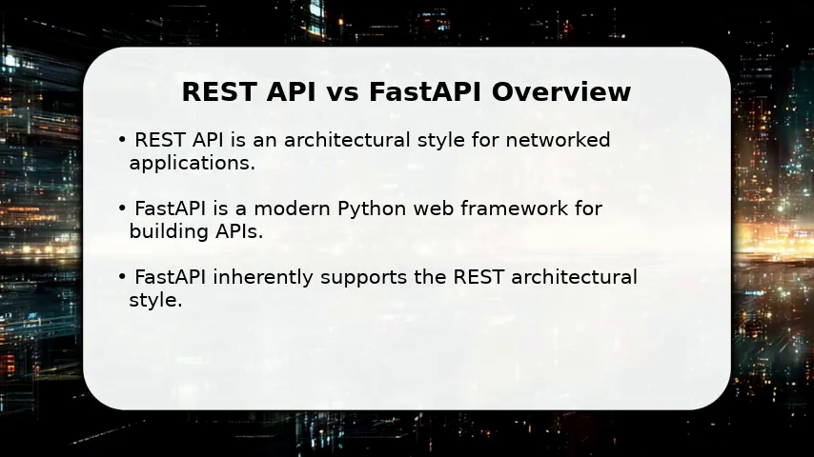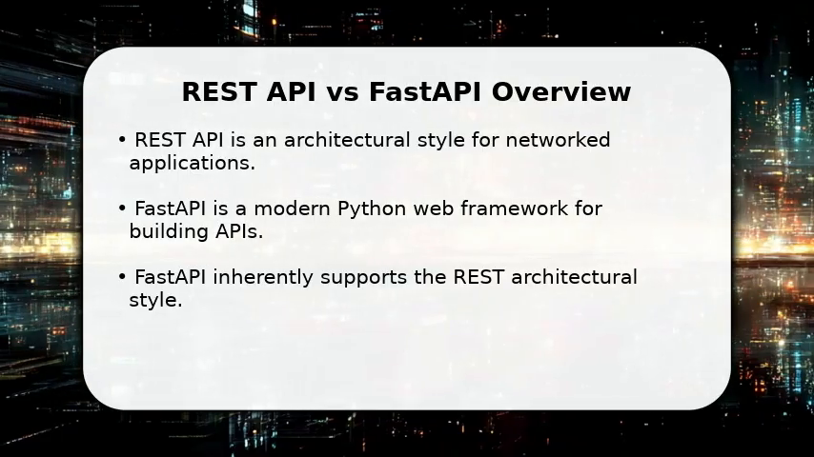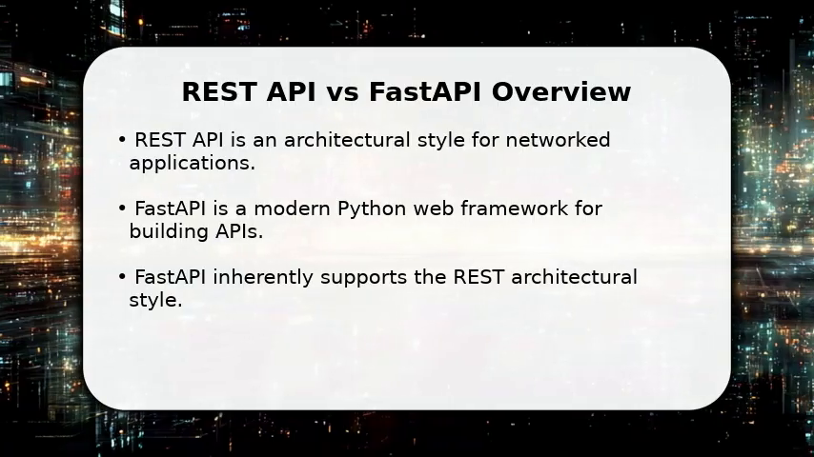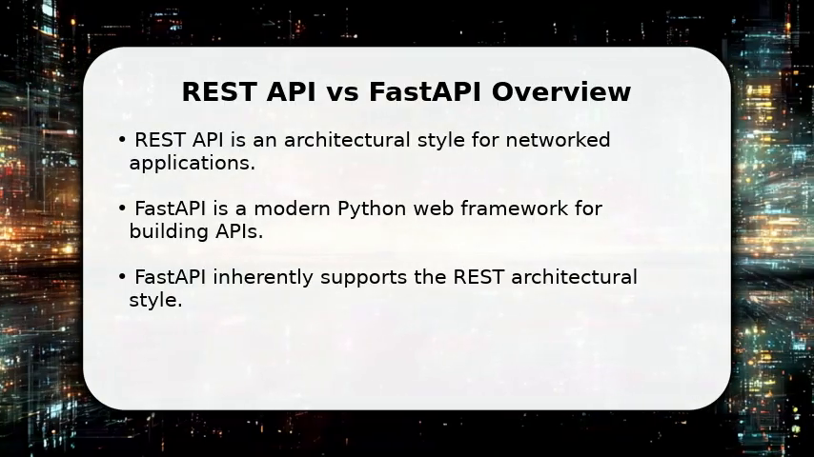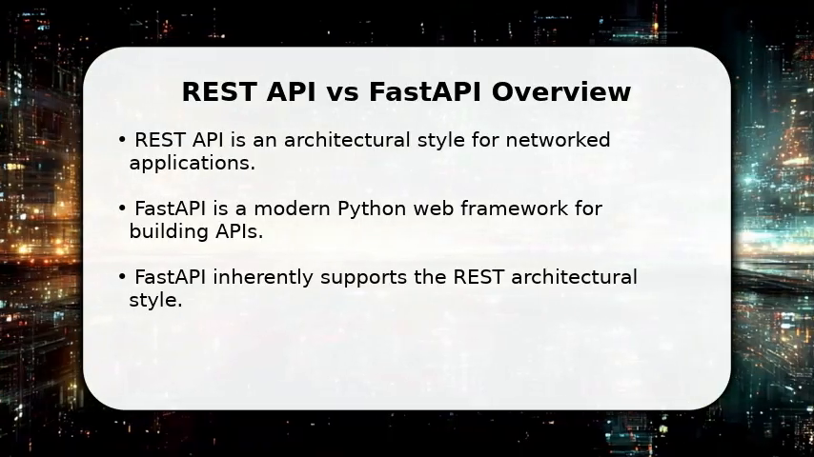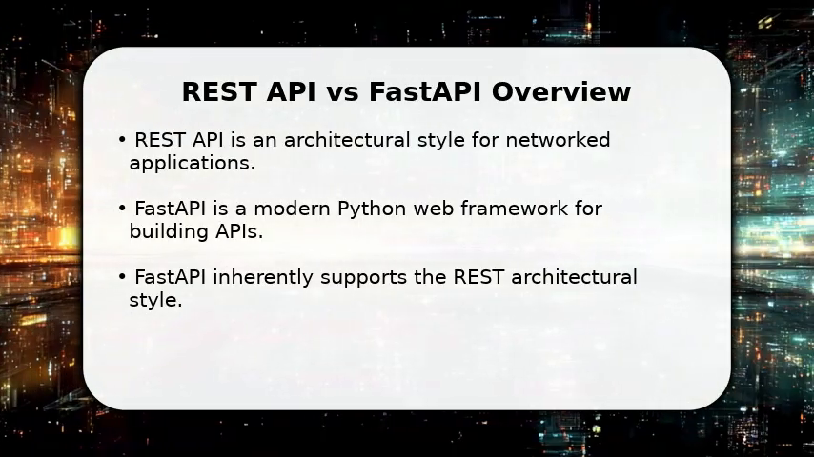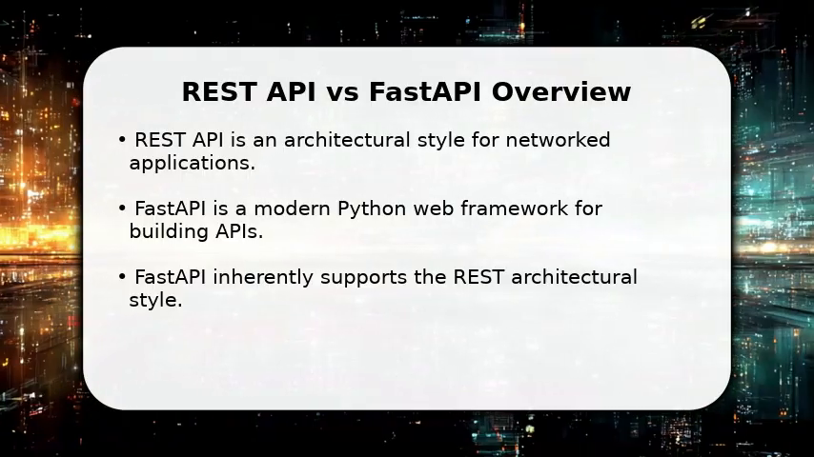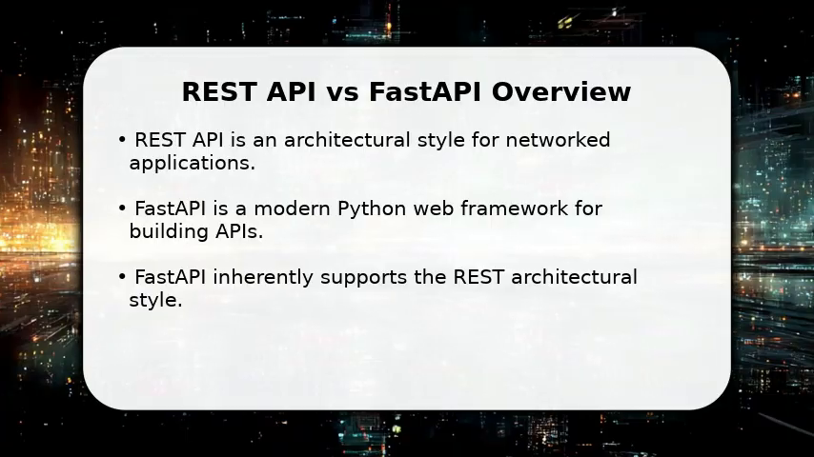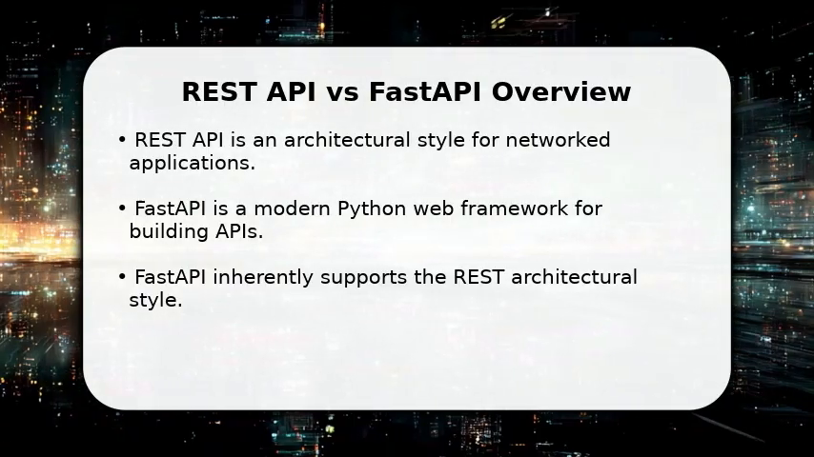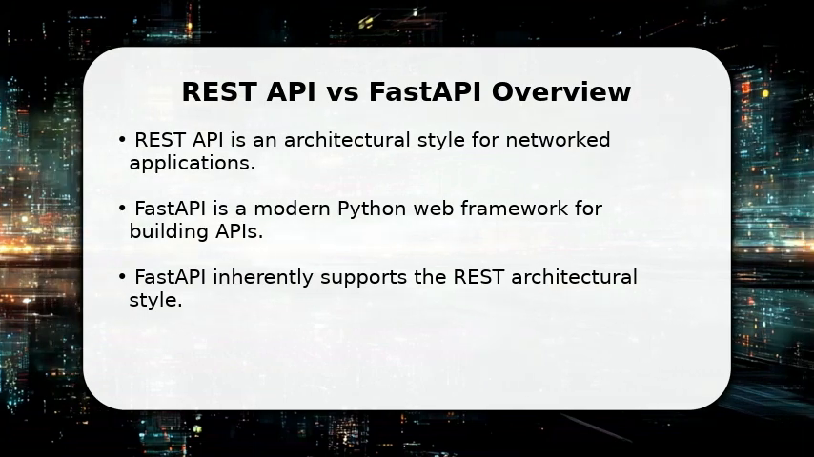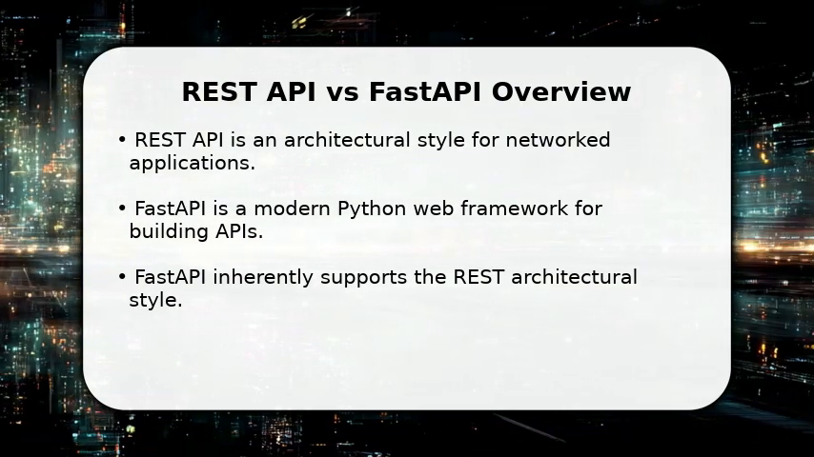In this video, I will compare REST API versus FastAPI. A REST API defines a set of principles for how web services communicate, focusing on statelessness and standard operations like GET and POST. FastAPI, on the other hand, is a high-performance Python framework designed to build APIs that often adhere to these RESTful principles. We'll explore how FastAPI streamlines development while still delivering robust, scalable solutions.